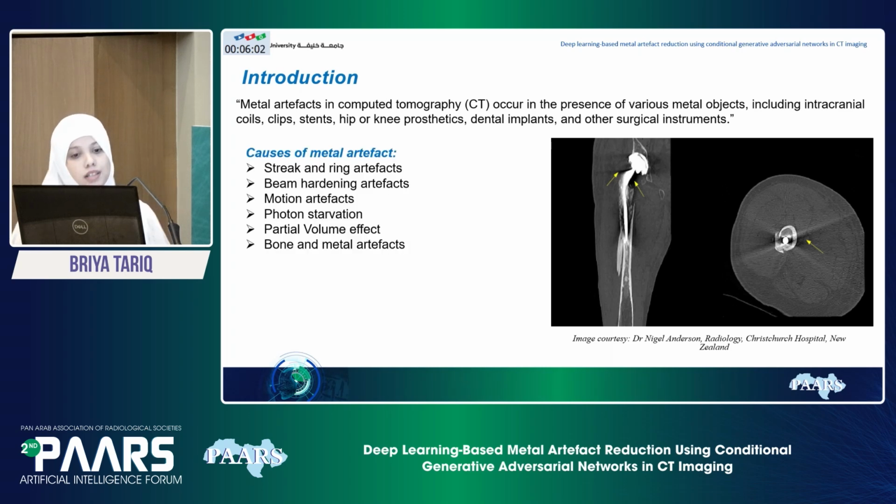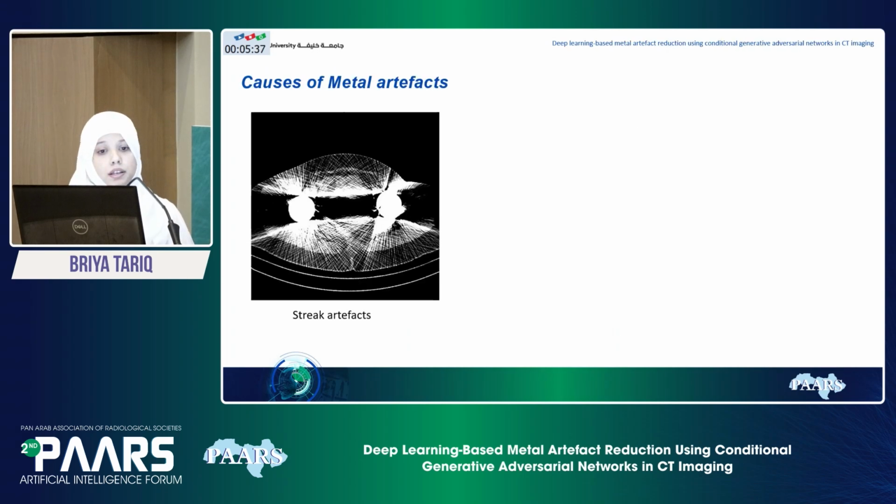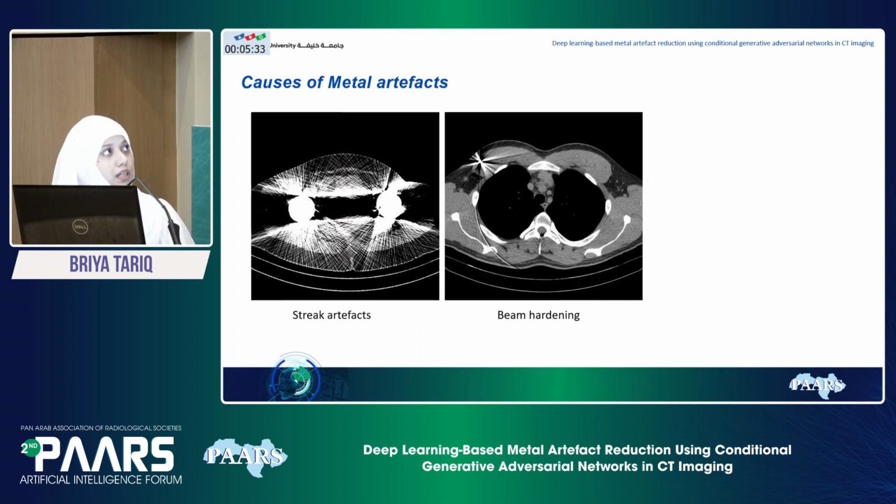So there are some causes of metal artifacts. The main causes are streaking, beam hardening, scattering, photon starvation, partial volume effect, and also if any dense material is present during the scan. So in short, metal artifacts in CT imaging often lead to non-diagnostic images, repeated scans, increased radiation dose, and uncertainty in patient care.